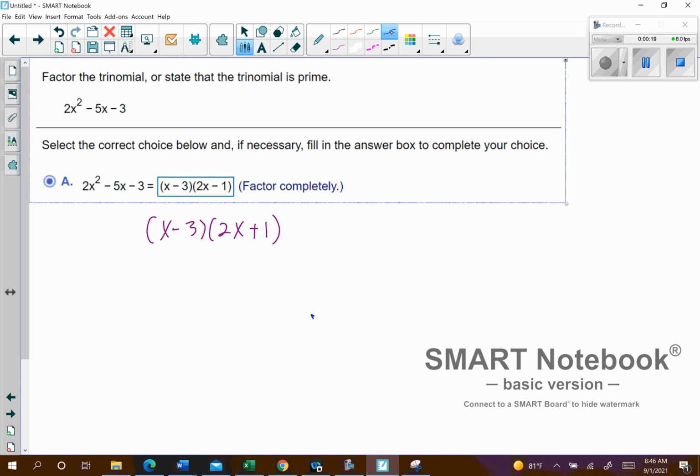And see, the easiest way to check it is you can see, x times 2x, that gives you the 2x squared. X times that 1 gives you a plus 1x. Then negative 3 times 2x is minus 6x, and then negative 3 times 1 is a minus 3. And then that middle part adds up to a minus 5x in the middle, and you can see it matches up there. So that's kind of a quick way to check yourself.